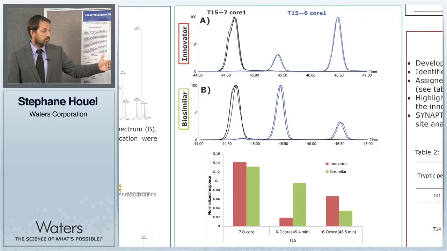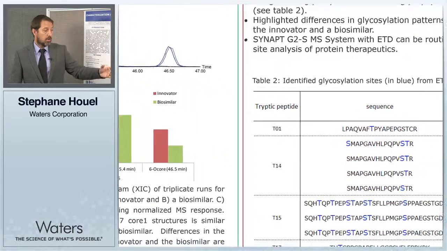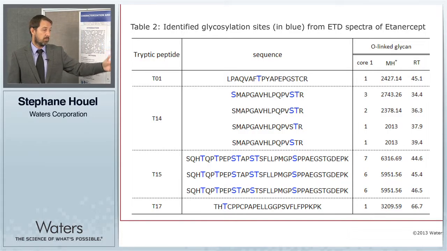And you can see that between the Biosimilar and the Innovator, for the 7 O-core, the normalized response is more or less the same, so you can conclude that you have the same amount of that glycopeptide. But now if you compare the 6 O-core that elutes at different retention times, you can see the distribution is very different. So by using this workflow, you can start to assess the biosimilarity between an innovator and a biosimilar. In table 2, just below the conclusion, I give you all of the sites that were identified, and we can do the same type of comparison of the intensity between the innovator and the biosimilar.